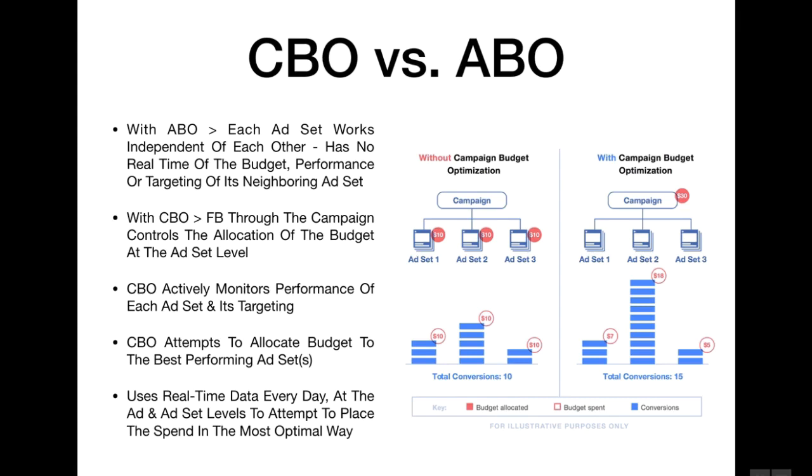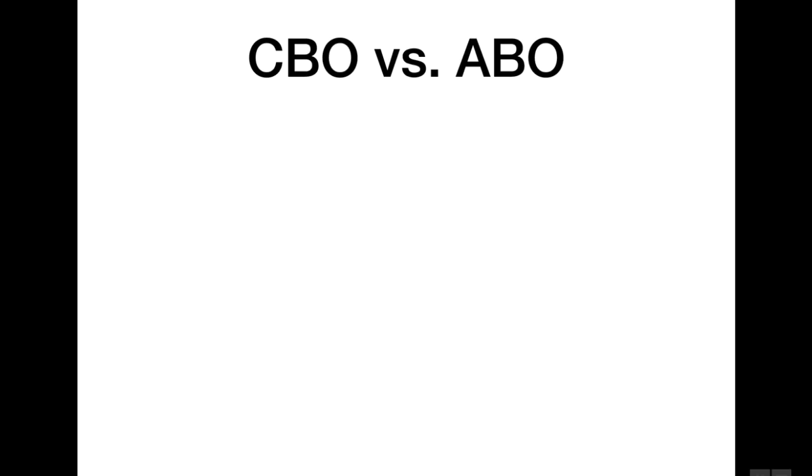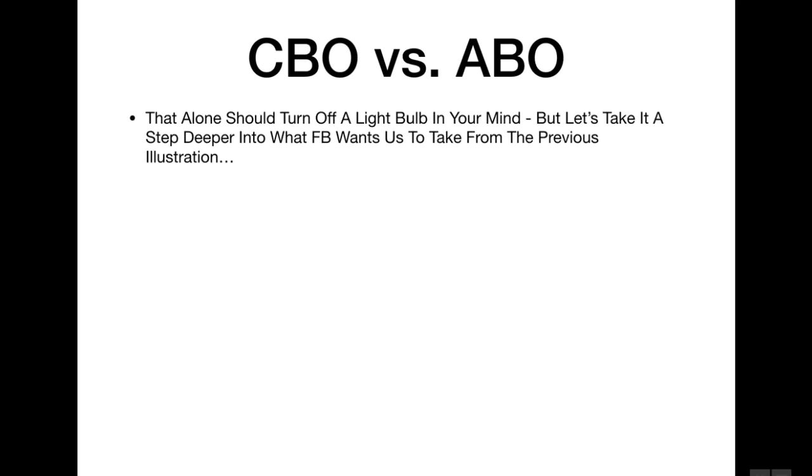Ad set number 2 with ABO only brought a couple, 5 conversions or something, whereas on this one it allocated even more due to the performance. Now, as you can see, by monitoring the performance of each ad set and targeting in real time every single day, both at the ad and the ad set level, the conversions increased by 50% with CBO. With ABO, only 10 conversions, and with CBO, with the same budget, it got 15 conversions. Okay, that alone should turn on a light bulb in your mind, guys.